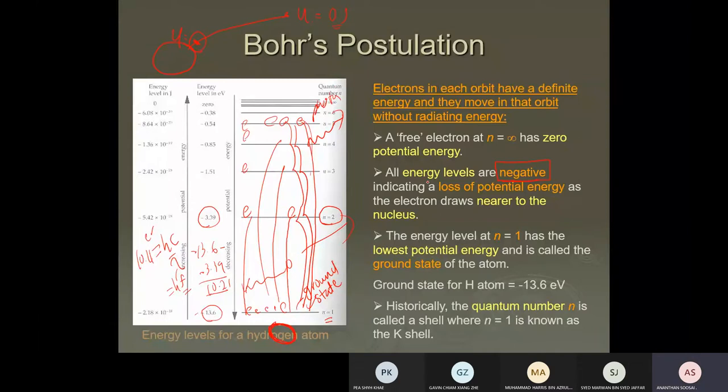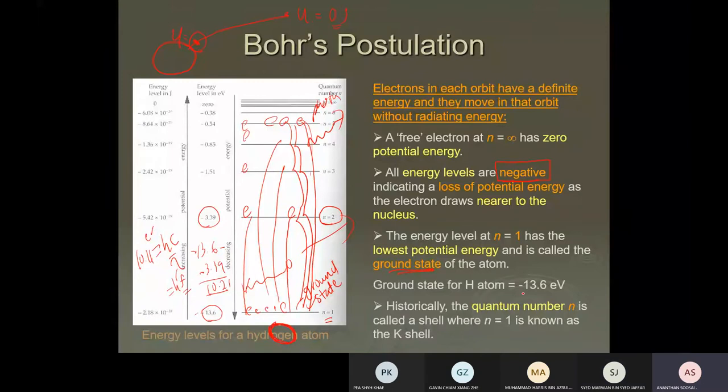So yes, all energy levels are negative, indicating loss of potential energy as the electron draws nearer to the nucleus. The negative is due to the attractive force. The lowest energy level is called the ground state. Remember, what is the ground state? It's the lowest energy level that can be occupied by an electron.